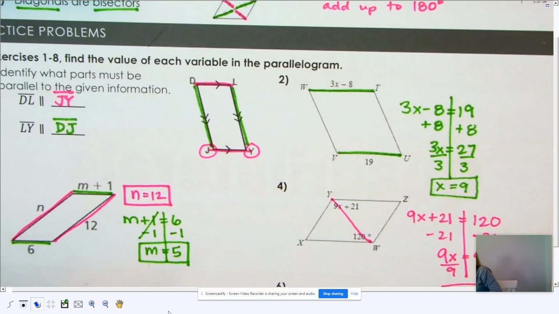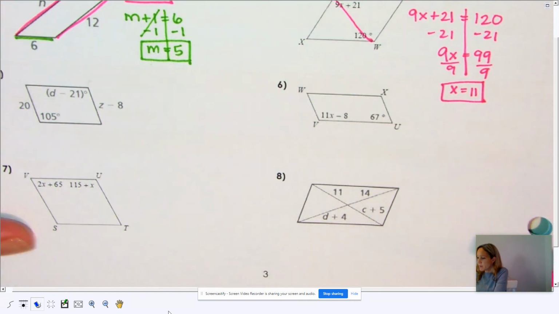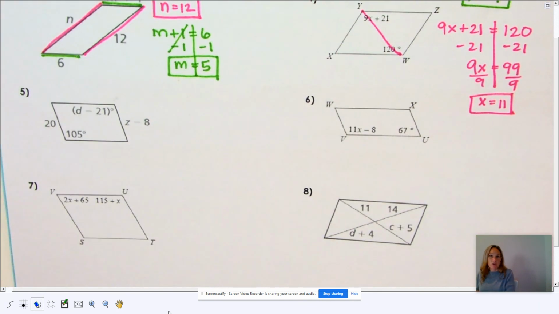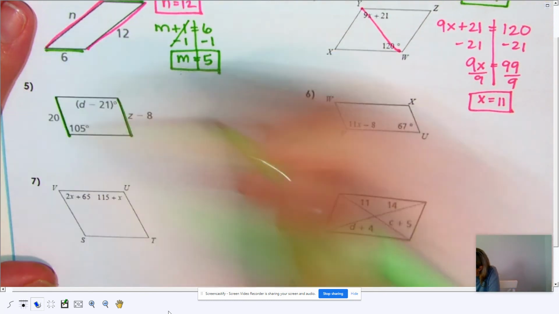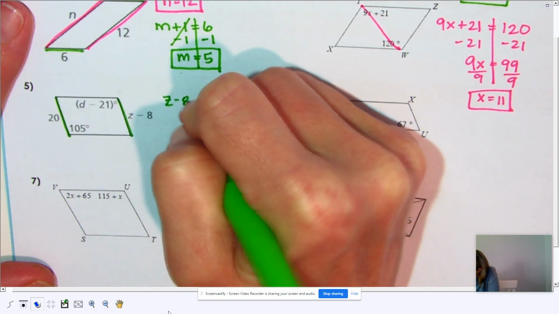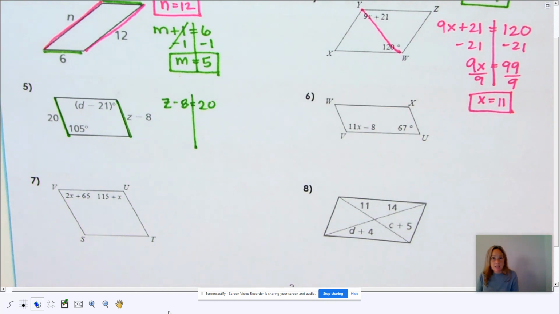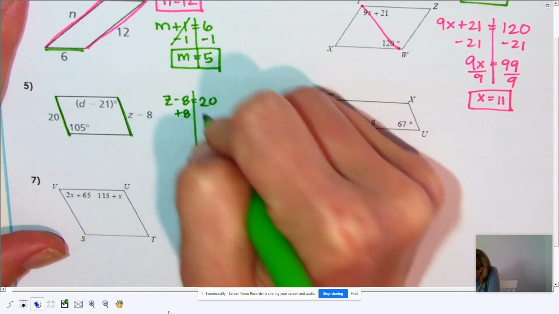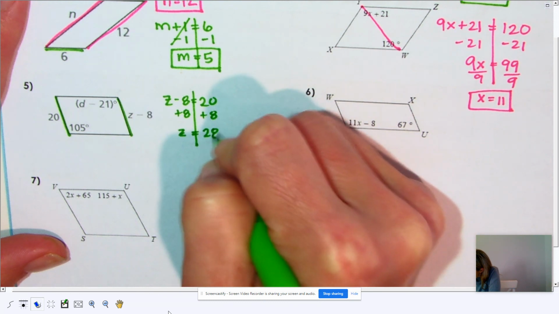Let me move my camera just a little bit here. Okay, so for question number 5, we're going to set up 2 different equations because we have 2 different variables. I'm going to start with the sides. So I know this z minus 8 and the 20. So z minus 8 is equal to 20. And then the next thing I need to do is get the z by itself. So I'm going to go plus 8 on both sides. So I get z is equal to 28.